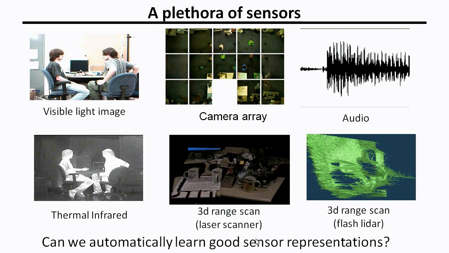And more broadly, for those of you that have done a lot of work in applied machine learning, you also found it time-consuming to design good feature representations. So I think one fascinating question is, can we come up with algorithms that can automatically learn good sensor representations?